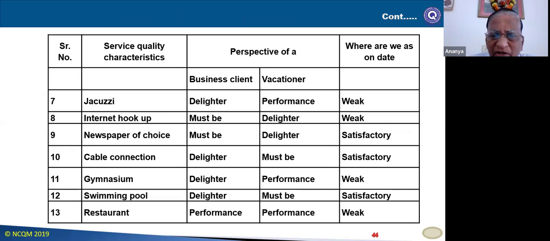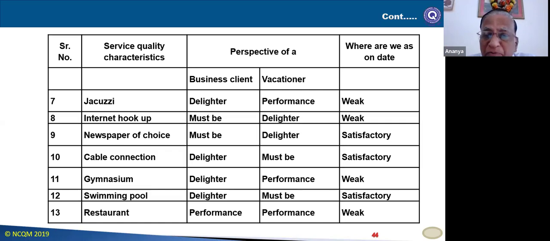Again, I will skip this jacuzzi. Let us say jacuzzi may be a delighter for business. He doesn't have time, because he has to go to meetings. But for a vacationer, he has enough time. So he is okay, very good. I liked it here. Internet hookup, yes, because I need a laptop every time for business meetings. But as a delighter for a vacationer, he left the laptop behind, he doesn't need internet. He has a mobile, because he is looking at pictures or something like that.